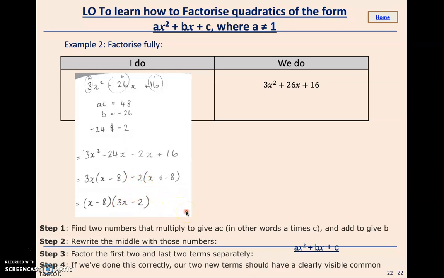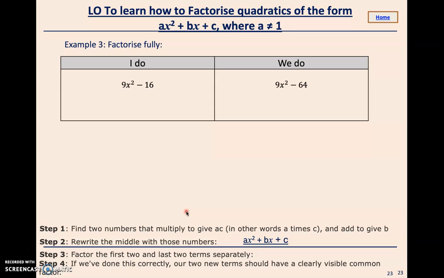So I'll copy that down and then pause the video, spend 2 minutes working through the we do. And there is your answer for the we do. Make sure you're copying that down with your green pen whenever you're doing corrections, as we always do.